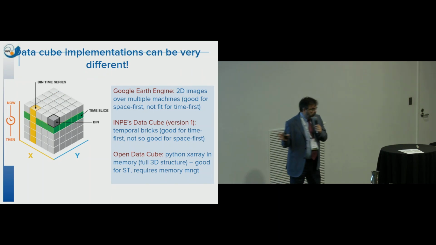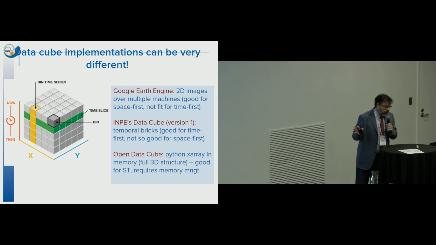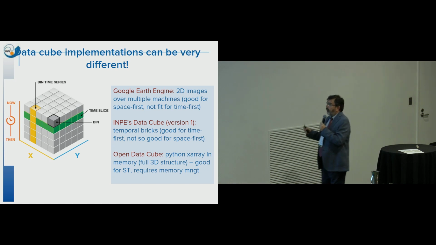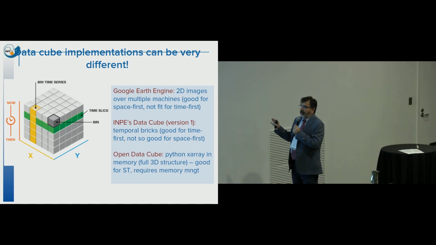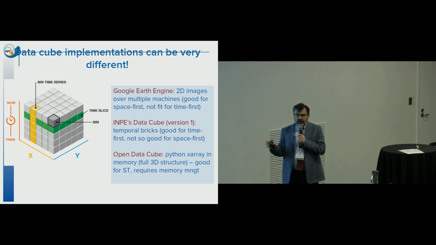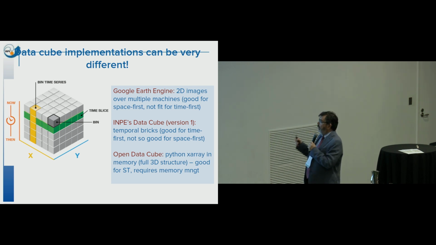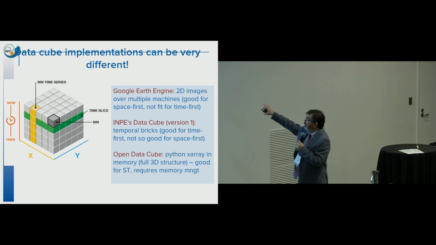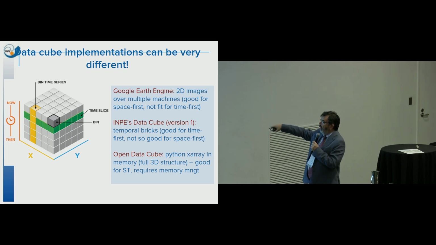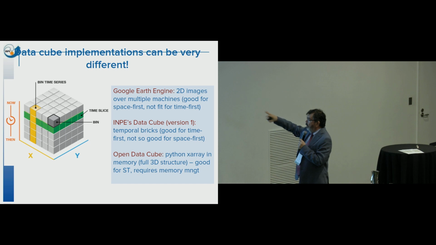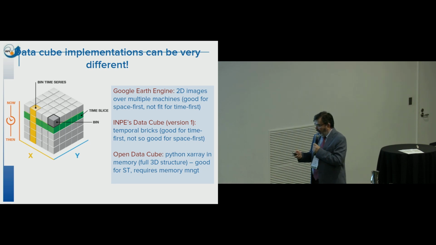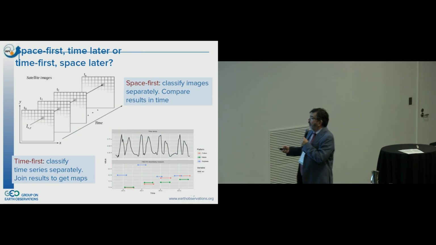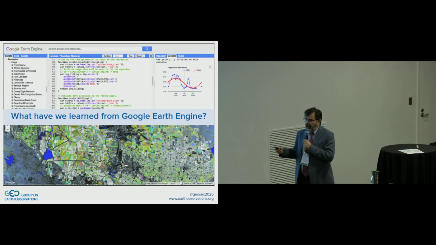So to finish up my short time, I will tell you that data cubes are born different. But the message I wanted to give to you is that we need to deal with the differences. So Google Earth Engine is one way, Open Data Cube is another way, and what we have been developing in Brazil is a third way. They're all different. So how can we work together?